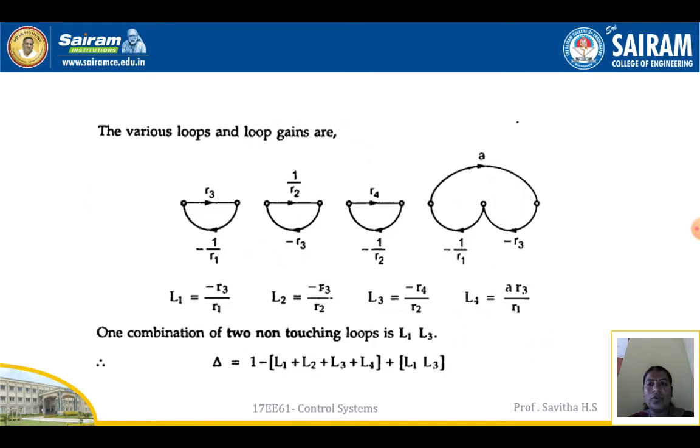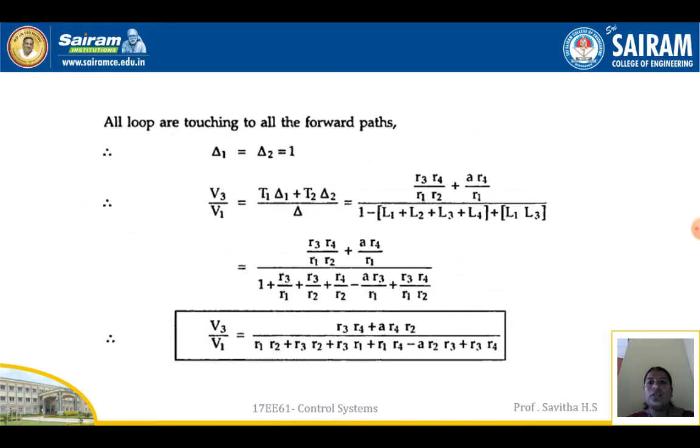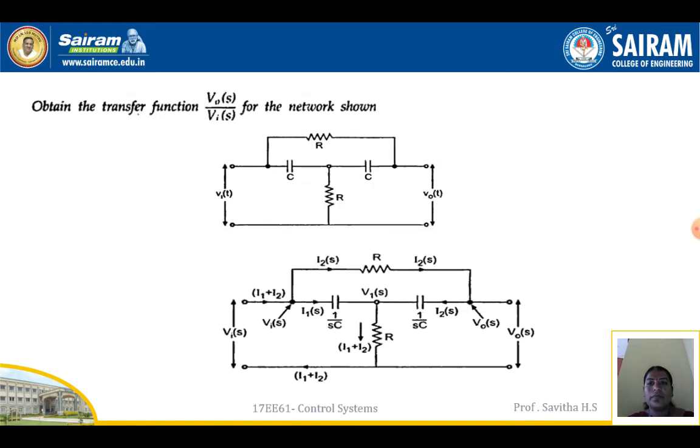Therefore delta is equal to 1 minus (L1 plus L2 plus L3 plus L4) plus L1 L3. All the loops are touching all the forward paths. Therefore delta 1 is equal to delta 2 is equal to 1. V0 by V1 is equal to (T1 delta 1 plus T2 delta 2) divided by delta. After simplifying, V0 by V1 is equal to (R3 R4 plus A R4 R2) divided by (R1 R2 plus R3 R2 plus R3 R1 plus R1 R4 minus A R2 R3 plus R3 R4).